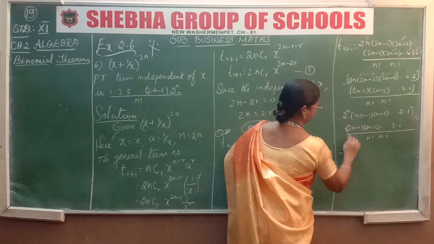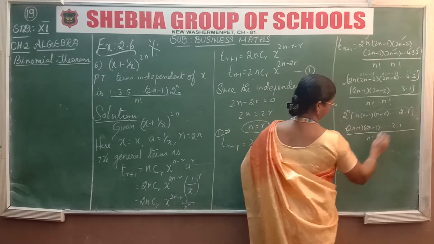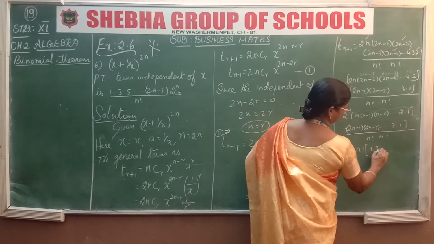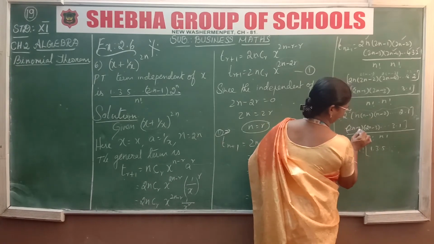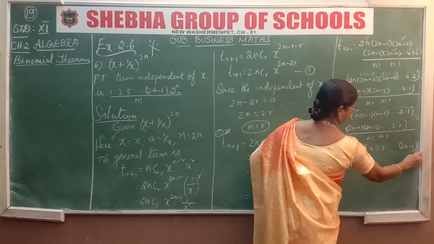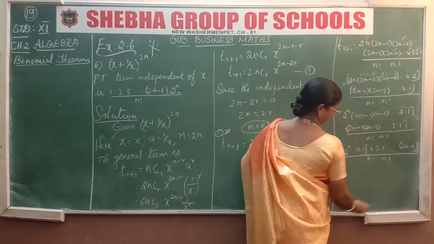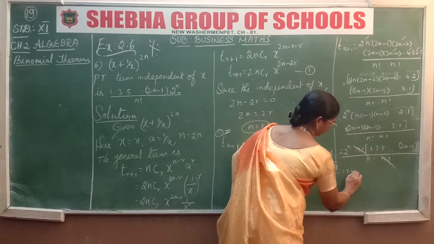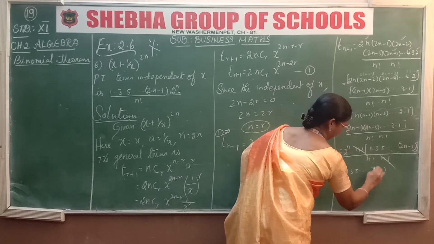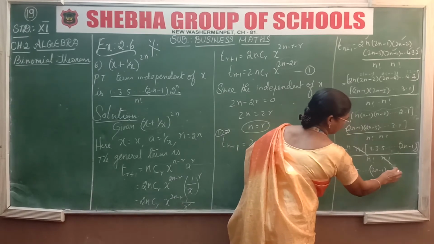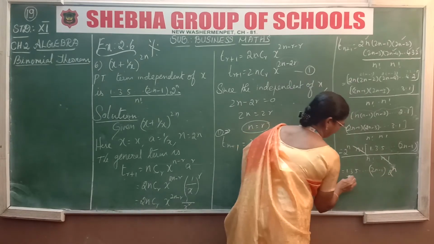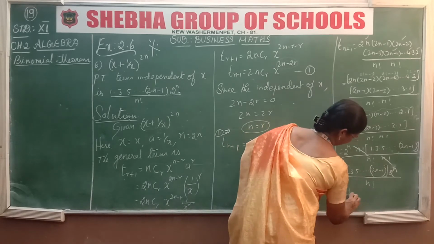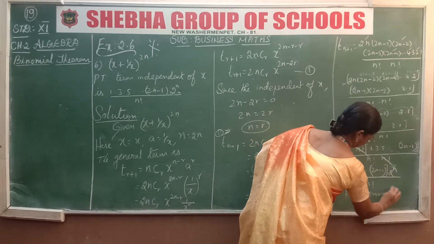Listen, this is 2 power n, and this is what? This is n factorial, isn't it? n factorial into, and write in bracket in reverse order, that is 1 into 3 into 5 into etc. up to 2n minus 1, by n factorial into n factorial. One n factorial gets cancelled, and write the remaining one, that is 1 into 3 into 5 etc. up to 2n minus 1 into 2 power n by n factorial. Hence proved. Understood?